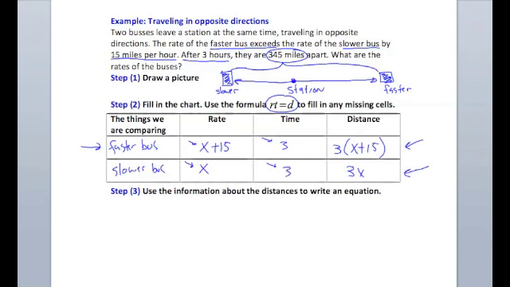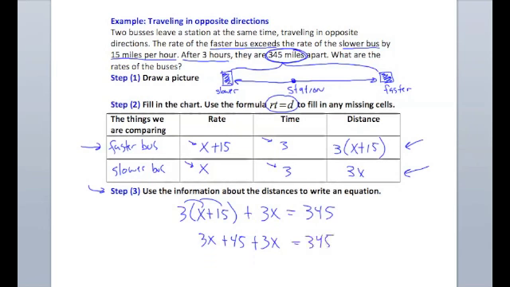Now I want to go to step 3, which is use the information about the distances to write an equation. Well, the distances are right here, 345 miles altogether. So if I take the distance of the faster bus, 3 times x plus 15, and add it to the distance of the slower bus, 3x, altogether, those distances have to add up to 345 miles. Now I have an equation. Now I can go ahead and solve this equation for x. So I would distribute the 3, which would give me 3x plus 45 plus 3x equals 345. Okay.